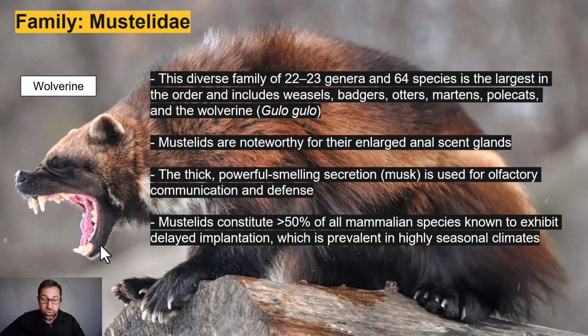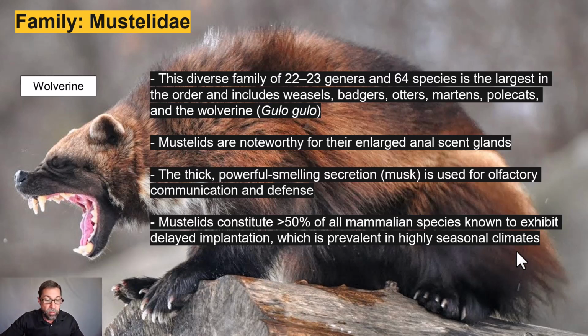Another characteristic of mustelids, many have evolved delayed implantation of the embryo. We discussed that when we talked about reproduction. So actually mustelids constitute greater than 50% of all mammalian species known to exhibit delayed implantation. That's where the embryo, the fertilized egg, basically hangs out before implanting on the uterine wall at a later time, usually when conditions are right. So we see this, it's beneficial and very prevalent in highly seasonal climates.